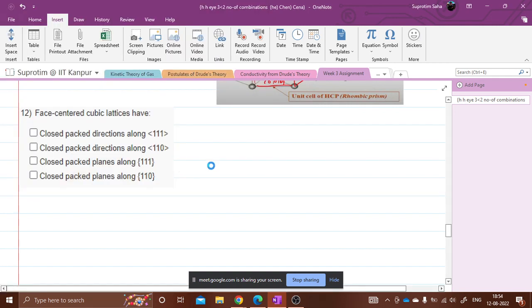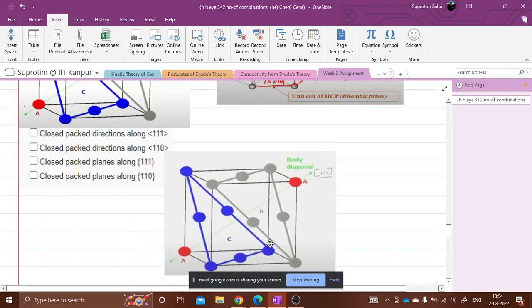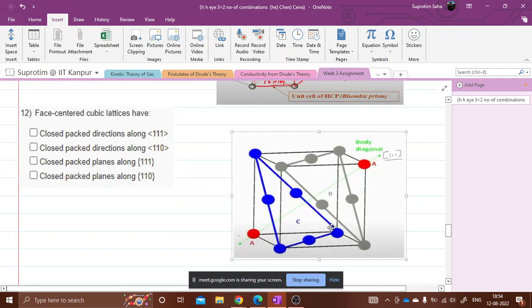So this is what we need. Face centered cubic lattices, as we know, have all 1 1 1 planes. So close packed planes are along 1 1 1, and close packed directions will be these directions, right?